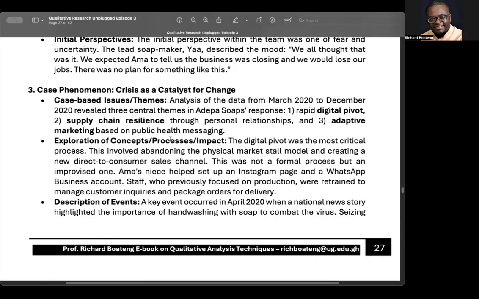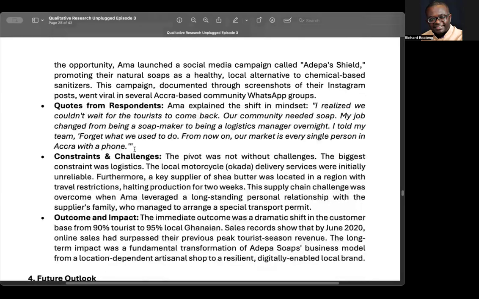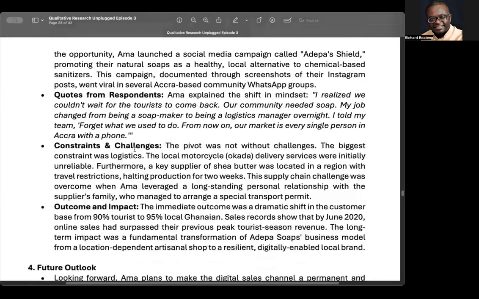Yes, and you explore the concepts, processes, and impacts. How did Adipa respond? What strategies did they use? You describe the key events chronologically, like Ama's niece setting up Instagram and WhatsApp, the launch of the Adipa's Shield social media campaign that went viral, the surge in demand from local organizations. And you include evidence. Critically important here. You'd include direct quotes from respondents, like Ama saying, "Forget what we used to do. From now on, our market is every single person in Accra with a phone."